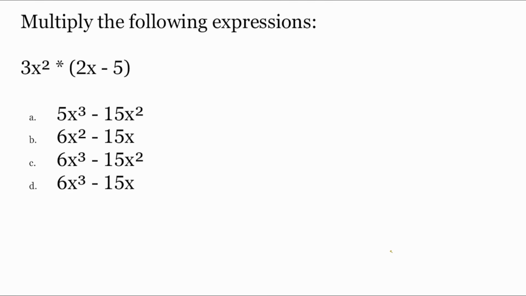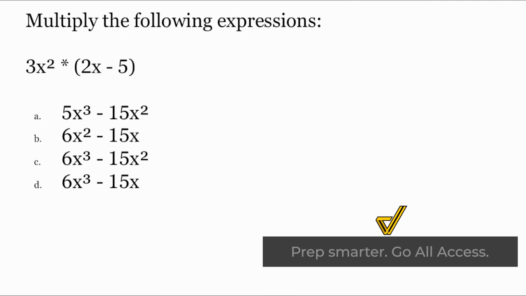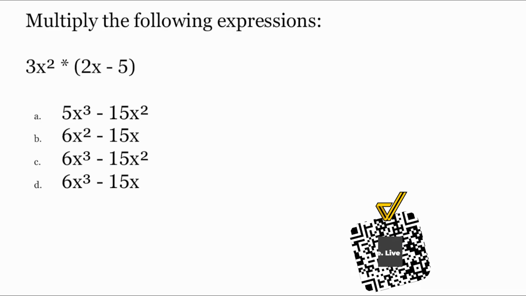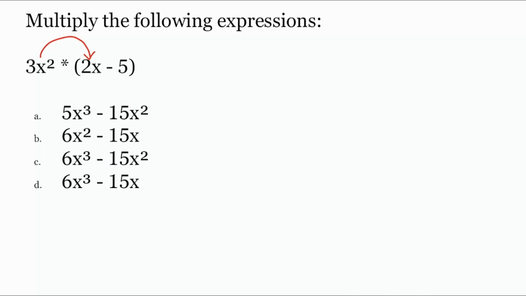So to really drive the point home, let me show you here. I'm going to use two different colors, starting from this 3x squared. I'm going to draw from the 3x squared to the 2x. That's one of the terms inside the parentheses. But if I'm going to draw another line, I got to make sure that the 3x squared not only multiplies with the 2x, but also multiplies with the negative 5.